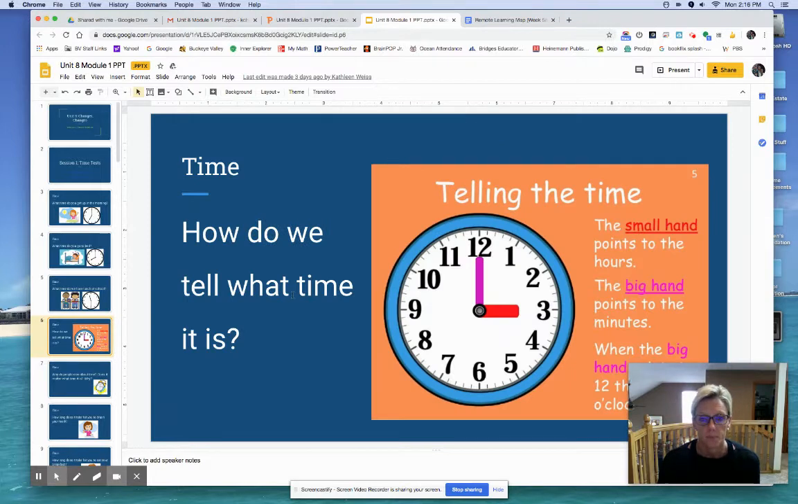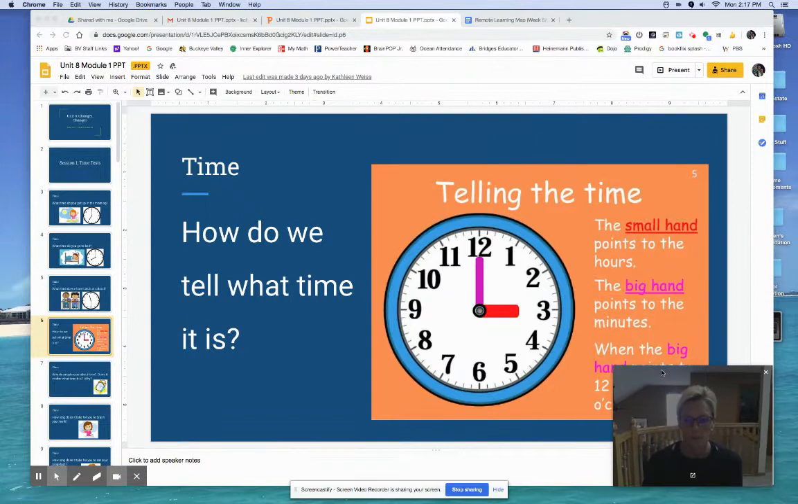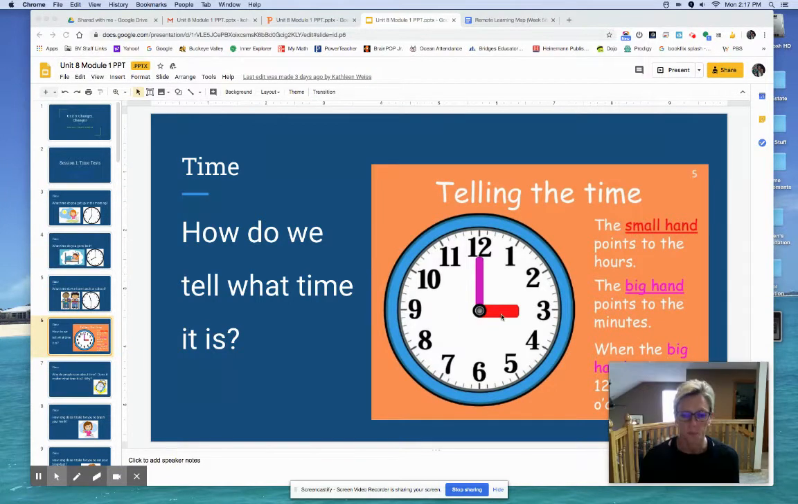How do we tell what time it is? Telling the time, the small hand, which on this clock is red, points to the hours, and the big hand, which is pink on here, points to the minutes. And when the big hand, oops, sorry about that, points to the 12, the time is 12 o'clock. So this one shows 3 o'clock, because the little hand, the hour hand, is on the 3, and the long minute hand is straight up to the 12.